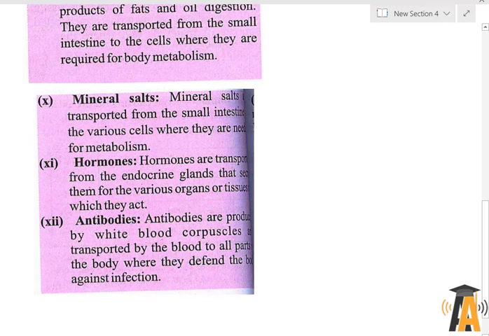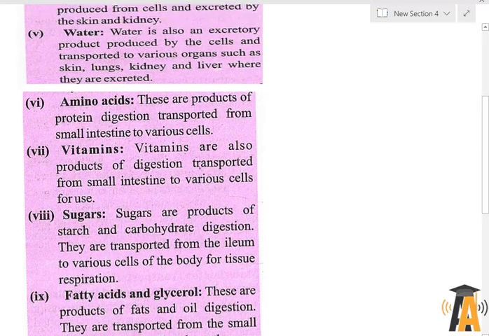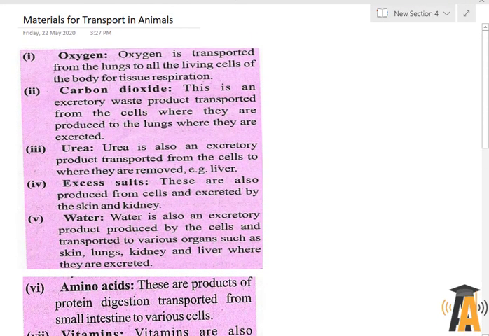Now we'll be looking at the materials for transport in animals. I'll just brush through them. They are quite explainable. Number one, we have oxygen. Oxygen is transported from the lungs to the living cells. When you take in oxygen through your nose, it goes to your lungs, and from the lungs it is taken to the cells for tissue respiration.